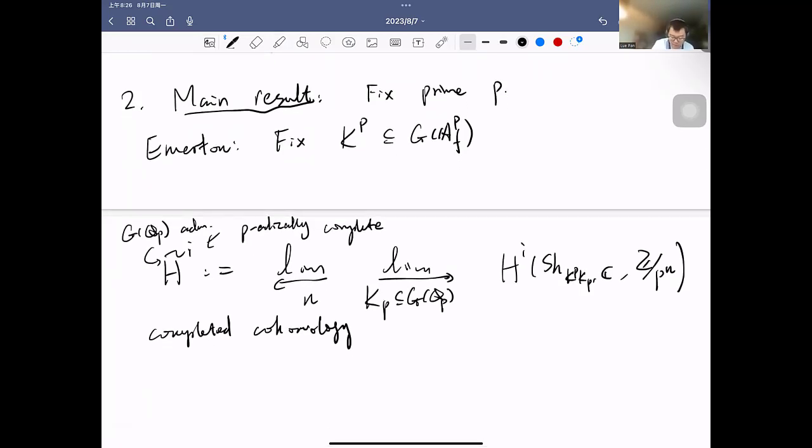I forgot to say so, but let me say it here. All the Shimura varieties can be defined over some number field, some reflex field.